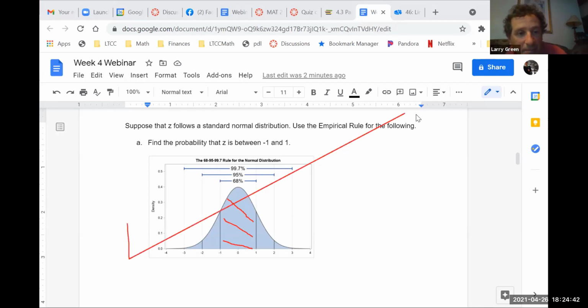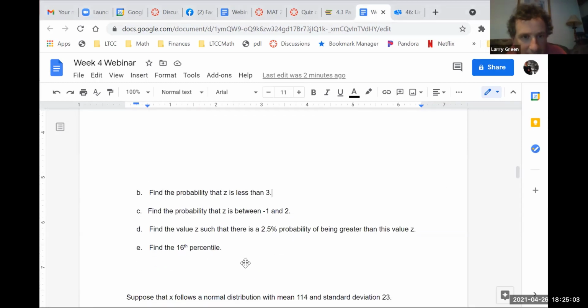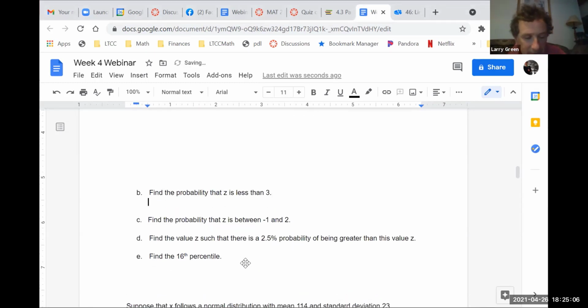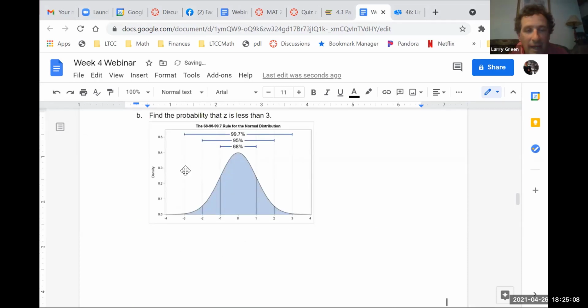Okay, now let's do part B. Oops. Let's see if it'll get rid of it. No, it didn't get rid of it. Let's try again. Annotate, clear. Okay, so now let's do another one of these. And this one's harder. But it's still going to have the same picture. Find the probability that Z is less than 3. Any questions on the question?